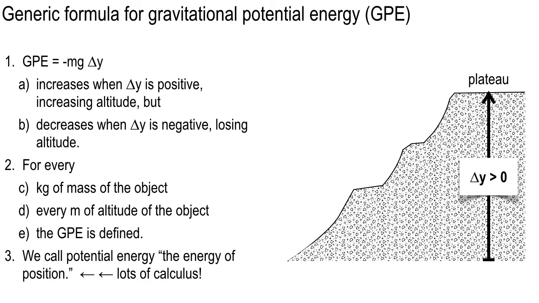So as a result of this, you can define it everywhere in the gravitational field of Earth. And if you go a little further out, it's a little different formula, but you can still do the same thing. And so that's why we call potential energy the energy of position, compared to kinetic energy, which is the energy of motion. 1/2 mv squared.